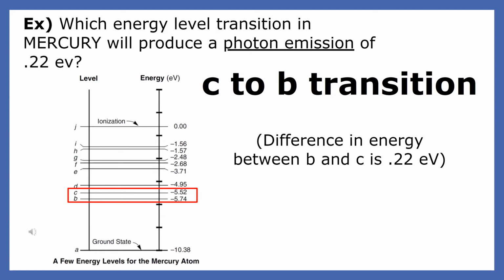Which energy level transition in mercury will produce a photon emission of 0.22 electron volts? In order to find out which energy level transition produced this photon, we need to find two energy levels that have a difference of 0.22 electron volts. If you look at level C and B, they do have a difference of 0.22 electron volts.